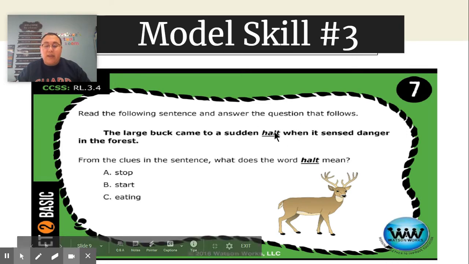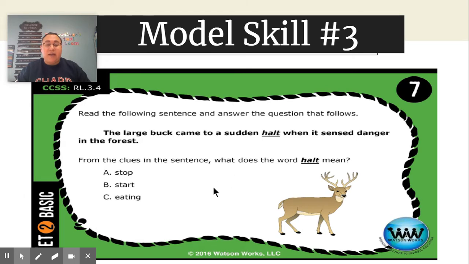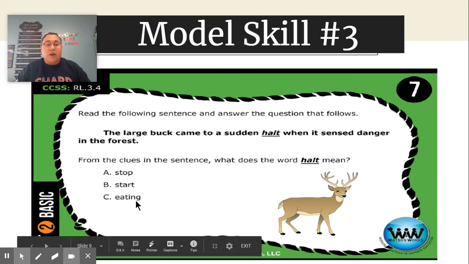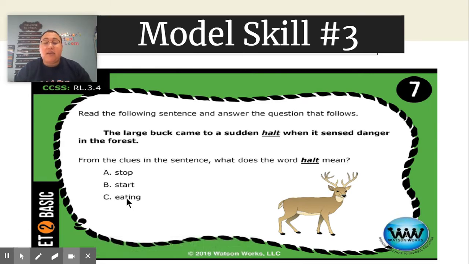thinking about what the word halt means. I see sudden, danger, and forest. Those clue words help me figure out the meaning: does it mean stop, start, or eating? Well, let's replace the word to see which one makes the most sense. So it says the large buck came to a sudden stop when it sensed danger in the forest. That could make sense. Let's see B.